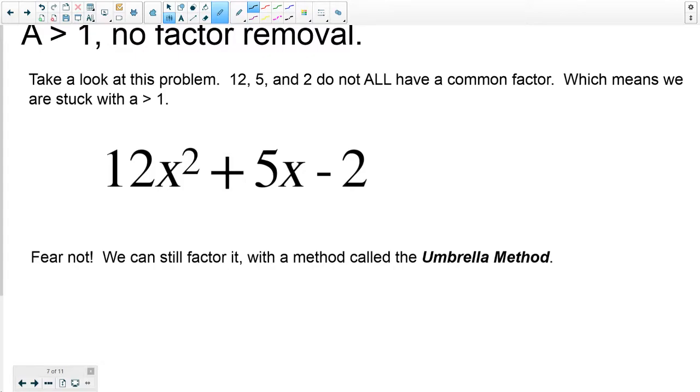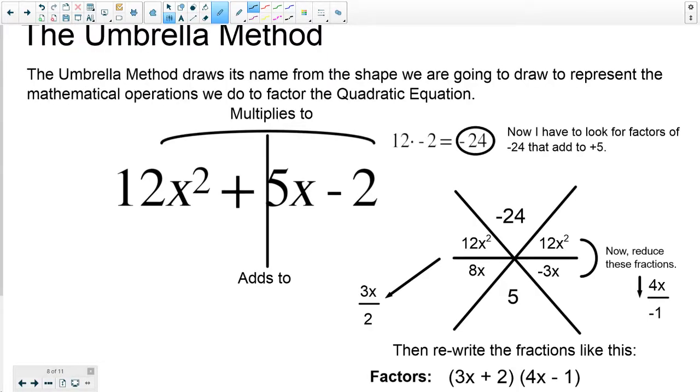Here's an example we're going to work with for my walkthrough problem. 12, 5, and 2 do not have common factors except 1. So we're stuck with a greater than 1. I have 12x squared plus 5x minus 2. We can still factor this using a method called the umbrella method. The umbrella method works like this. I have this beautifully drawn umbrella in here.